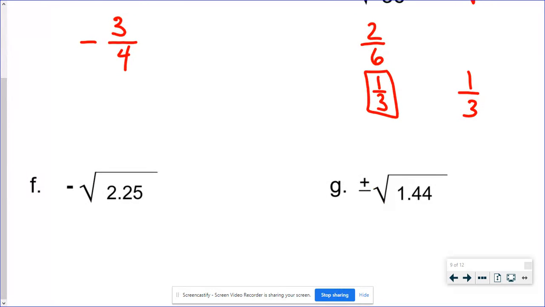For letter F, again, the negative out in front means that I want just the negative answer. If this decimal was just not there, the square root of 225 would be 15. Because that decimal is there, when we have big numbers or small numbers, the number of zeros get cut in half, the number of decimals get cut in half. So since I had 2 decimals here, I'll have 1 number after the decimal in my answer.